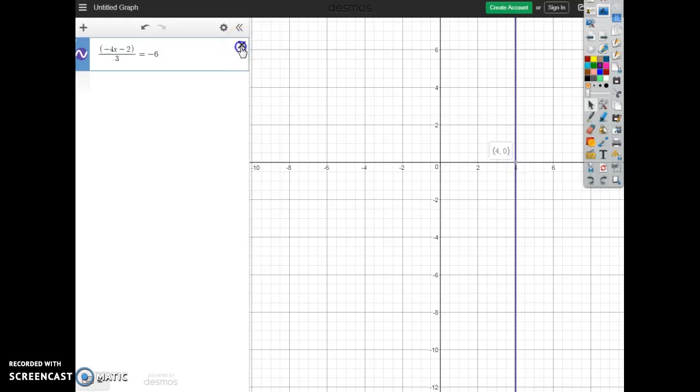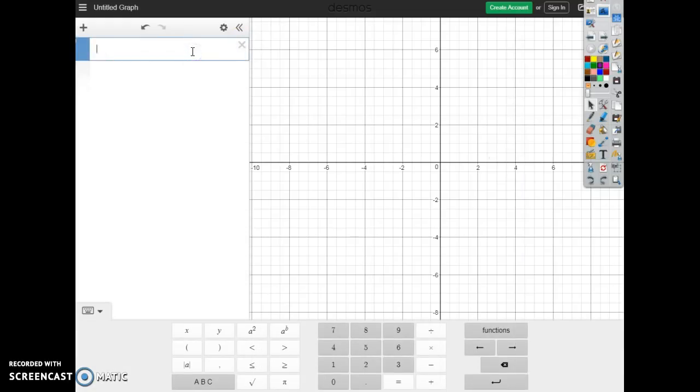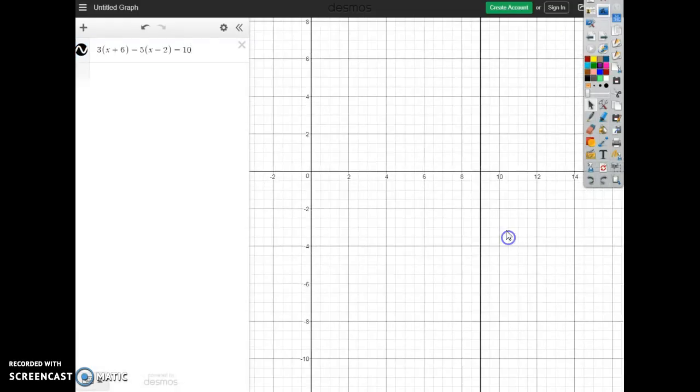Problem number 3. You type it in here, same way, just exactly how you see it. 3, open parentheses, x plus 6, close parentheses, minus 5, open parentheses, x minus 2, close parentheses, equal to 10. And look for the line and tell me where it crosses. 9. Okay?